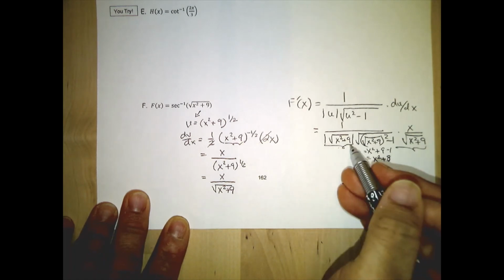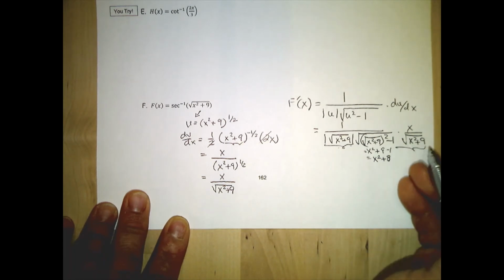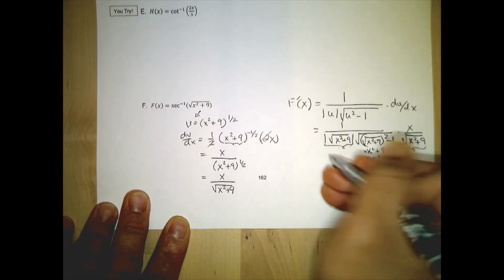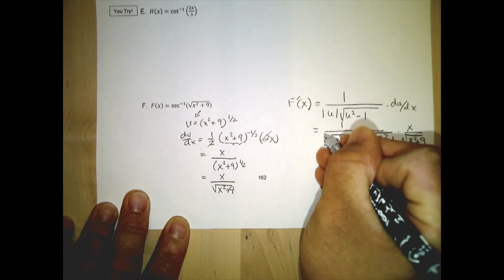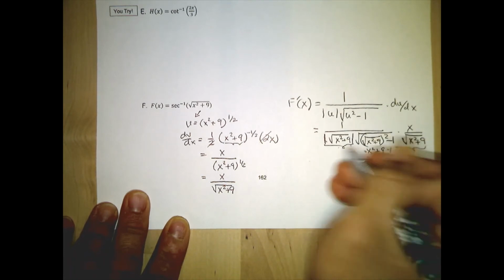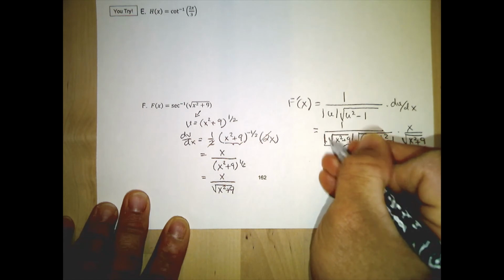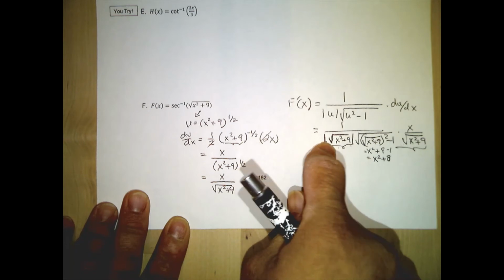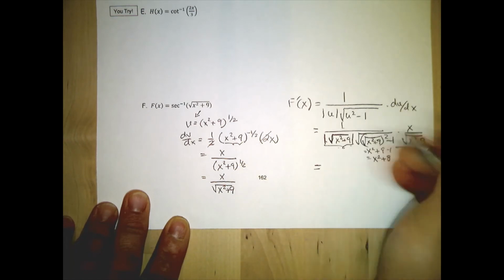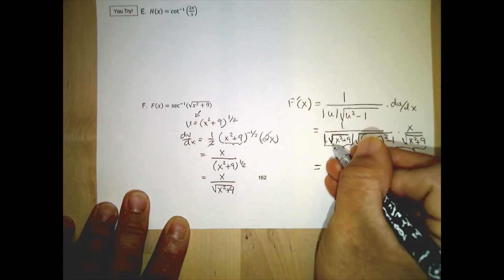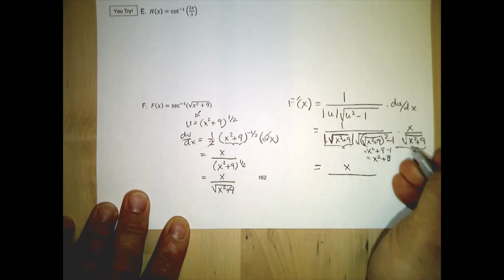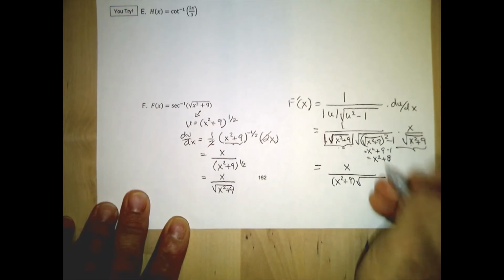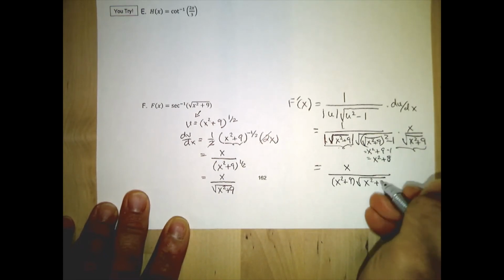the square root of x squared plus 9 times the square root of x squared plus 9 is x squared plus 9. And actually here, the absolute value is redundant or not necessary because what is under the square root must be positive regardless. So we have 1 times x is x. Then we have the square root of x squared plus 9 times square root of x squared plus 9 is x squared plus 9. And then the square root of the x squared plus 8.